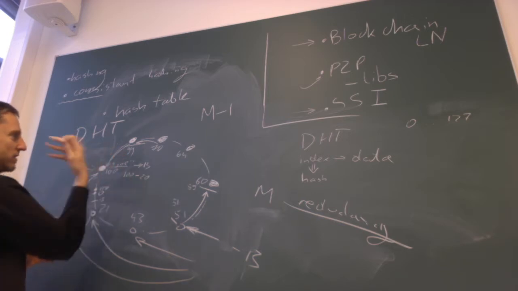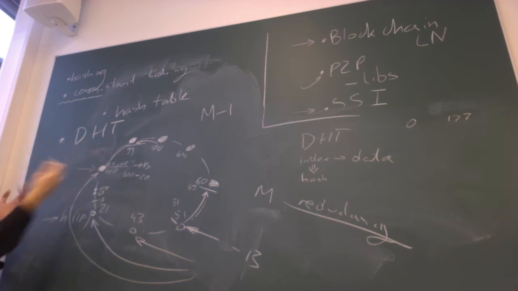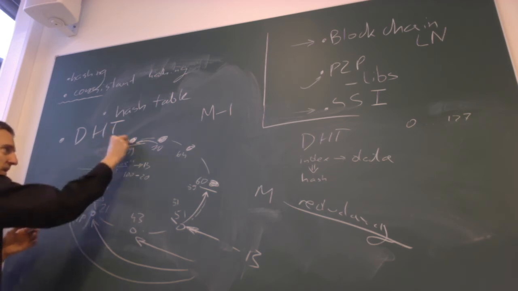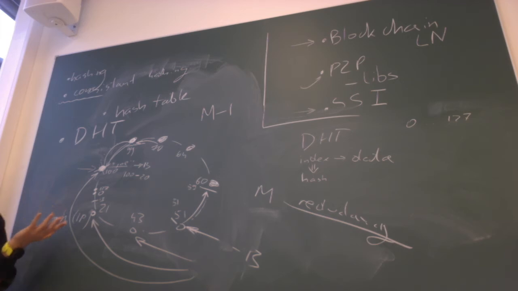Okay, so this is when the nodes disappear. If the node goes down, it basically tells the other node, I'm shutting down, this is my data, you deal with it, right? So that's the normal case, yeah?